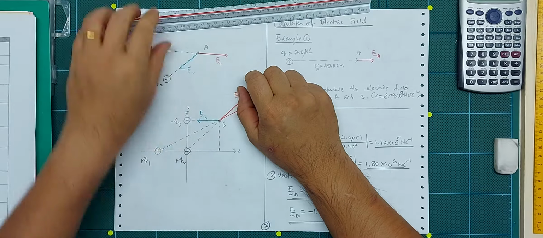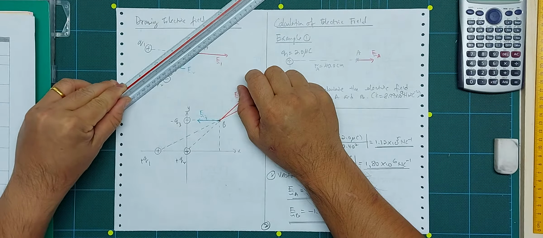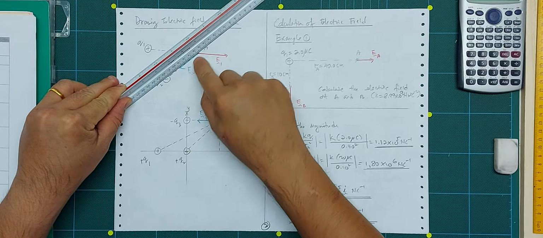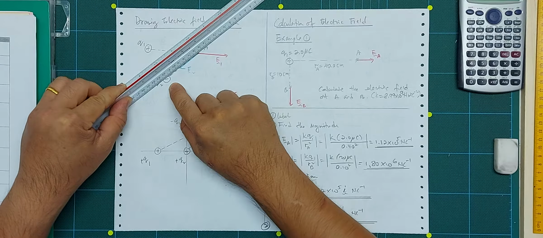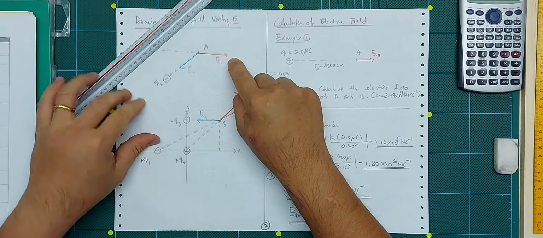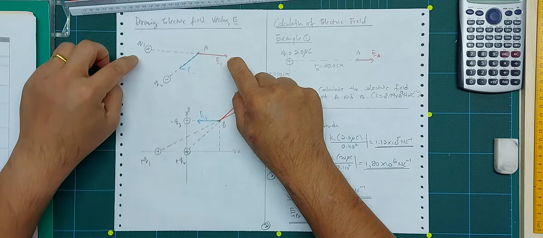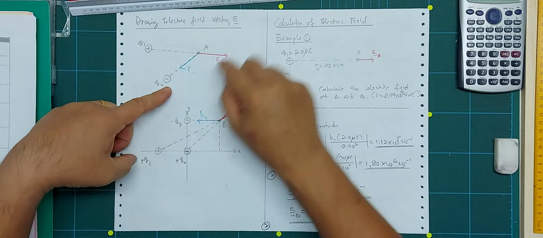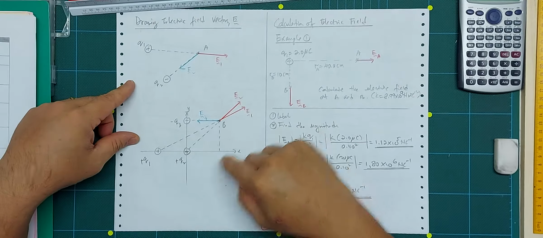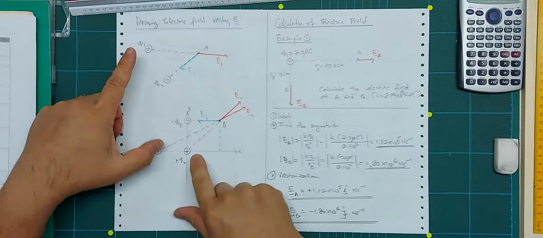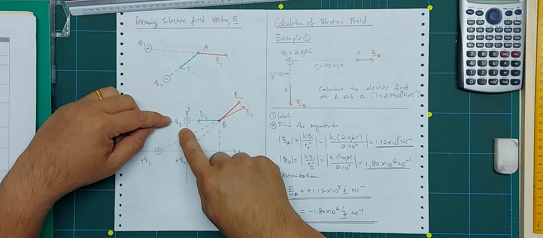And then for the Q2 is negative, so you still draw the guideline, the dotted line, but because it's negative, the electric field points into the negative charge. Okay, so I use two colors here, the red one for the electric field from a positive charge and a blue one for the electric field from a negative charge. Okay, and then in this example, you have three charges, Q1 positive, Q2 positive, Q3 is negative.